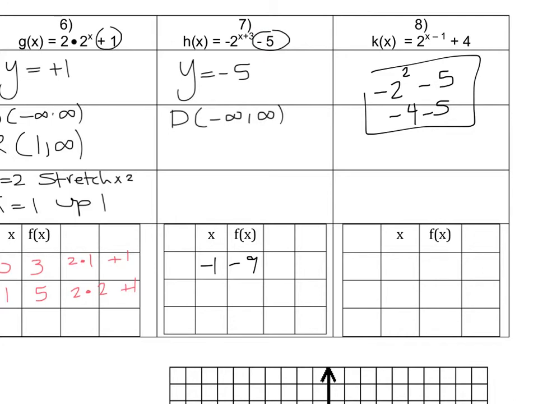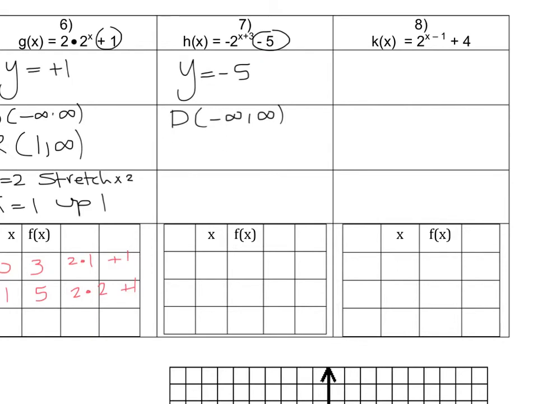Now, what if x is negative 2? So negative 2 and negative 2 plus 3 would be a 1 minus 5. So negative 2 minus 5 is a negative 7. So when x is negative 2, y is going to be negative 7. So this is also something I can plot.